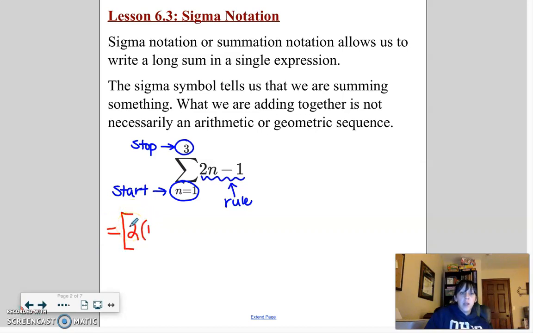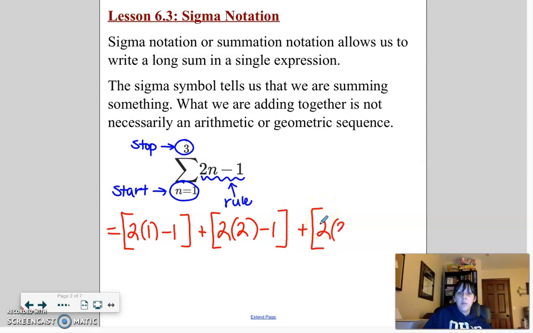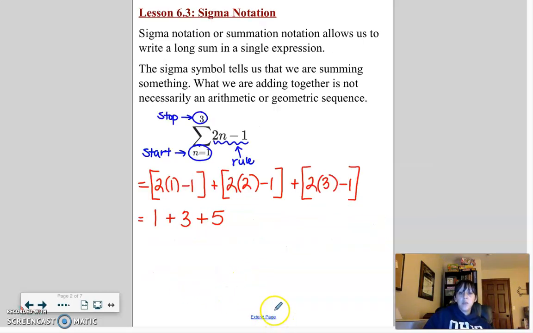So you're going to plug in 1 to find the first term, plug in 2 to find the second term, and then you would be plugging in 3 to find the third term. So this is all the math broken down for you and what it would look like. Simplify. So 2 times 1 minus 1 would be 1. So the first term was 1. 2 times 2 minus 1 would be 3. So the second term is 3. And then the third term would be 5. 6 minus 1 is 5. So your first term is 1, second term is 3, third term is 5. Add them up, and you get 4 plus 5. Looks like 9 to me.